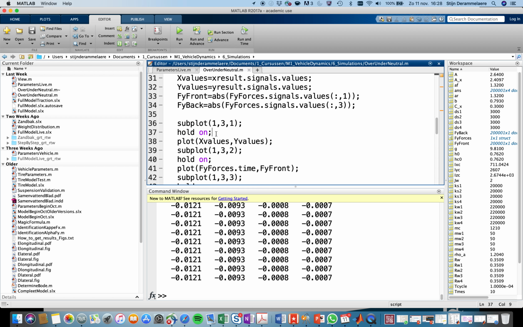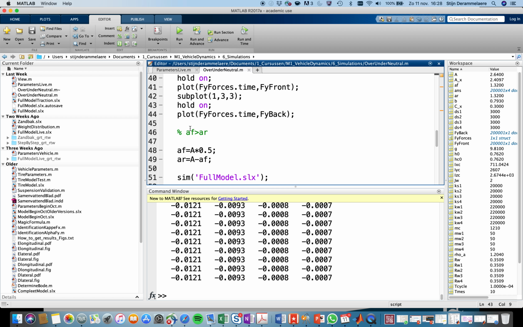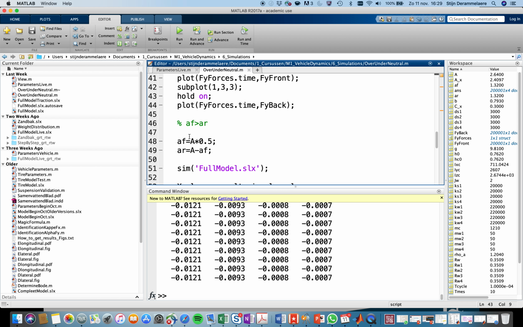and look to the command hold on. It means that the existing result keeps in its place and we add other results additionally. We do that for all 3 subplots. And then again, we play with AF and AR.